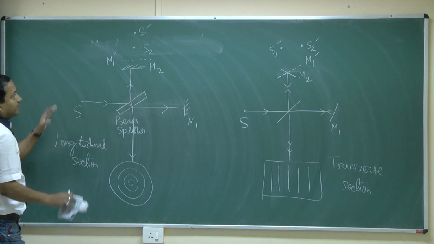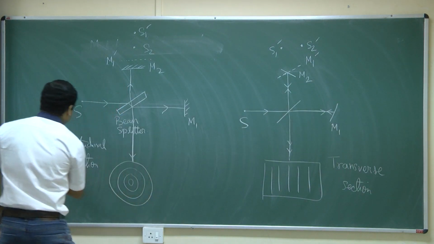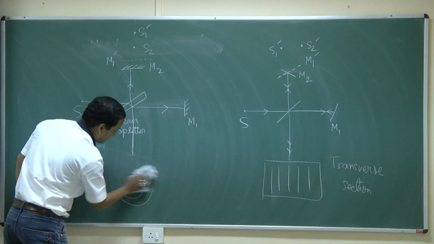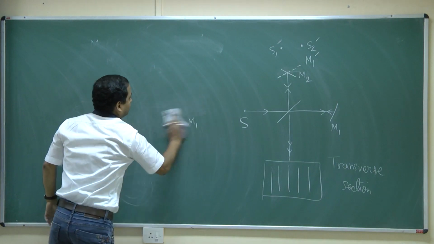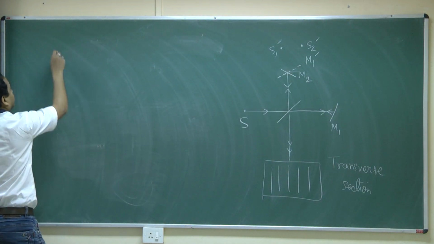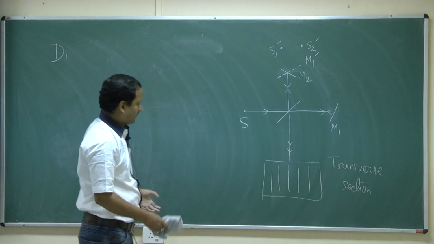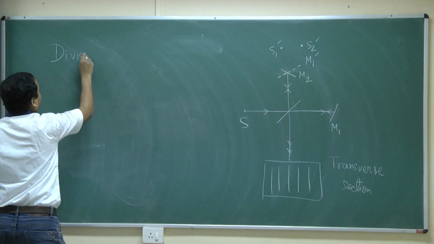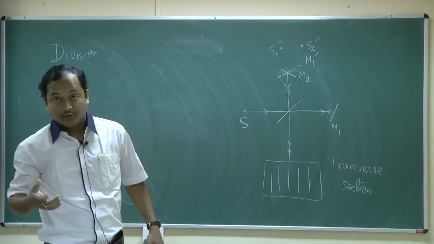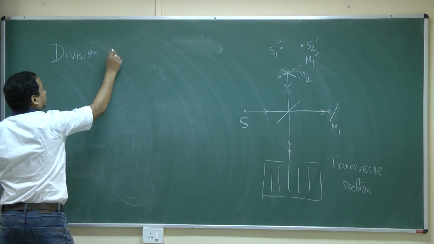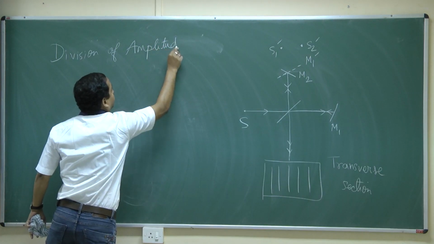Today we will discuss another example of interference, which is division of amplitude. Okay? So let me continue with that. So today what we want to discuss is division of amplitude. We had seen the example of Young's double slit earlier, where you had division of wavefronts. Today we want to discuss division of amplitude, and we will take up a few cases.